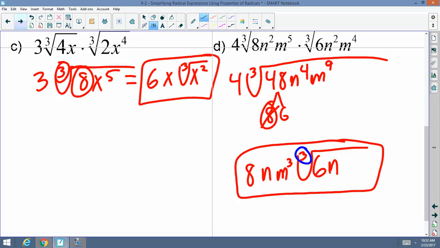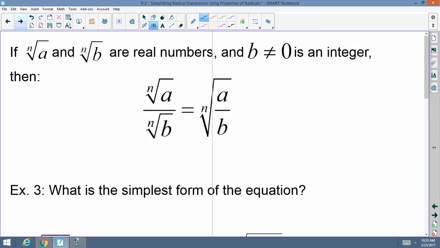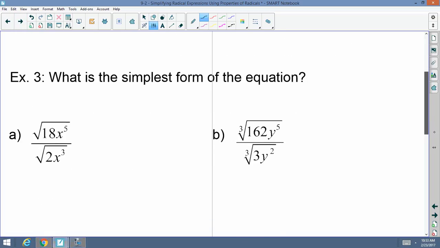All right. Now, let's talk about dividing. The good news is the same exact thing, guys. You can only divide radicals that have the same exact index. You can only divide radicals that have the same exact index.